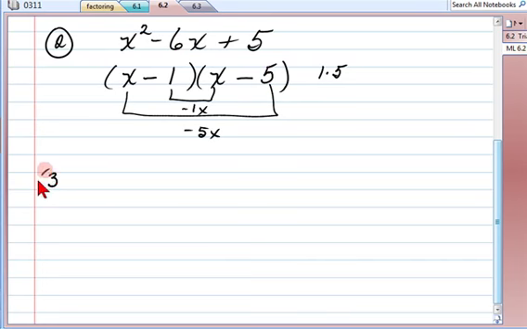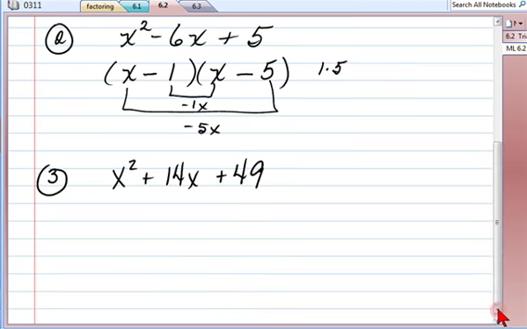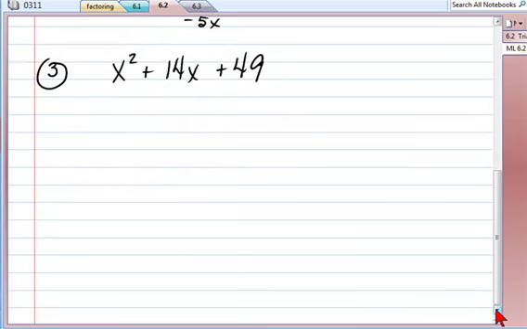Let's look at number 3. I have x squared plus 14x plus 49. My instructions are going to say to factor this. Is there a common factor? No. It's a trinomial, so I'm going to go with trial and error. Okay, signs. When the last sign is positive, they both match the middle term. And I already heard people saying positive and positive.